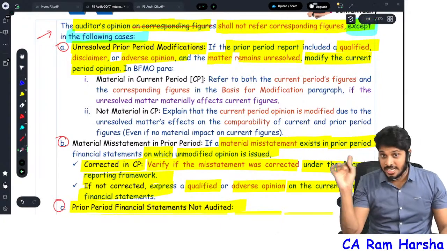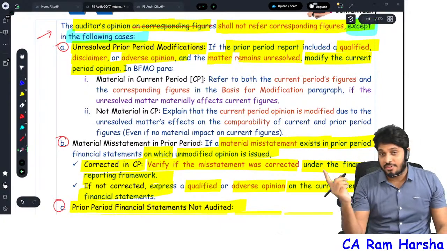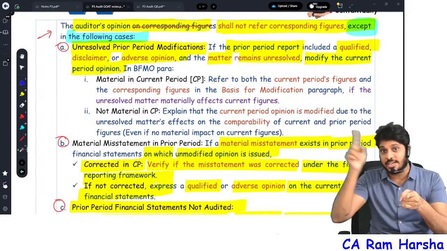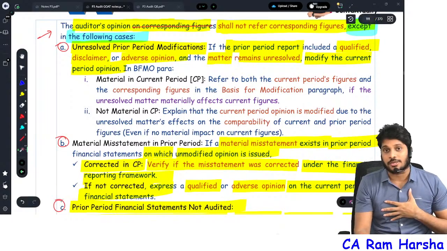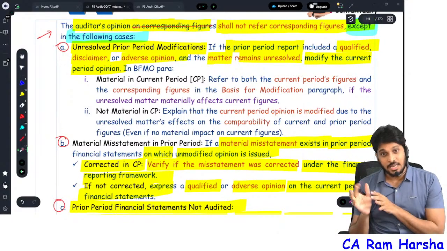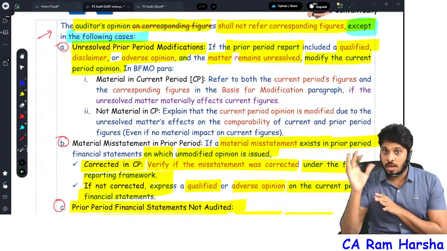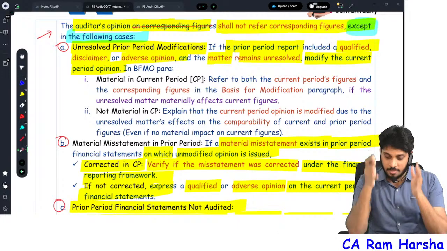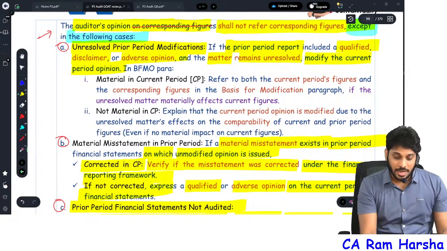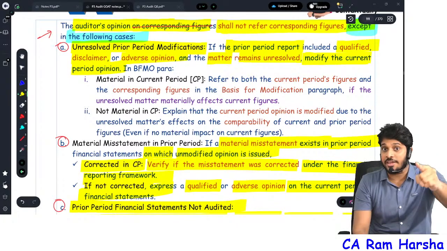In point B, the mistake is there, but he did not find it. He gave an unmodified opinion. Here, last year's mistake is there, the auditor discovered it, and he already gave a modified opinion. The reason is that management did not rectify it later. The same reason is present now also. So now, in the current period also, you modify the opinion.